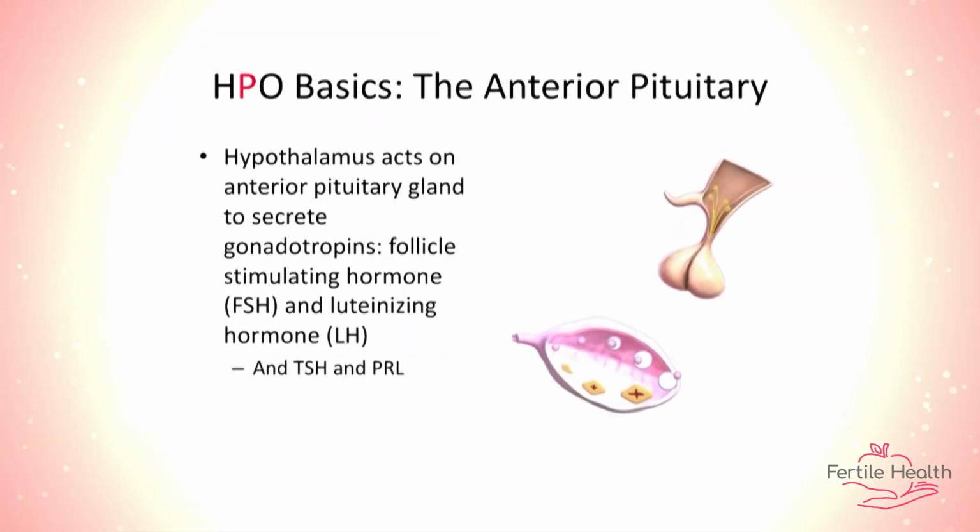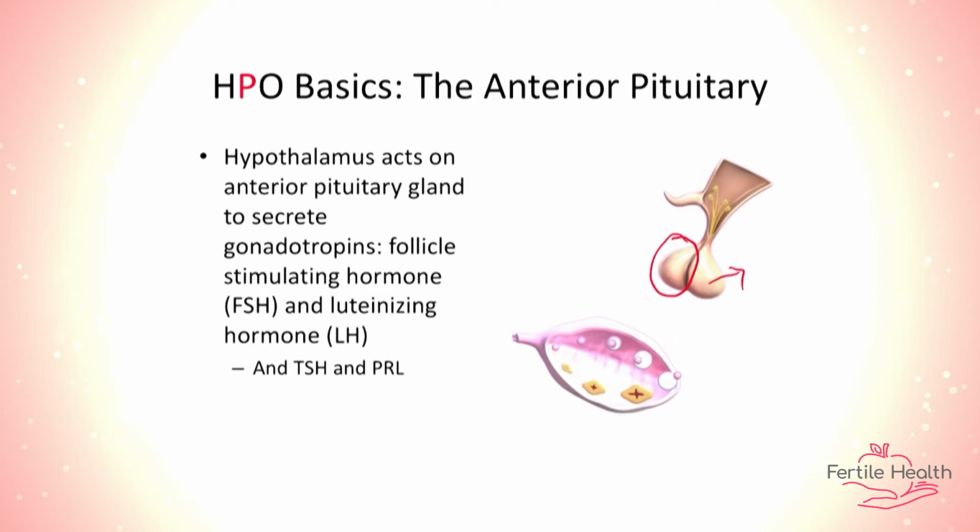The P in the HPO Basics is the anterior pituitary. So there's two lobes of the pituitary gland. The posterior pituitary here is important for secreting certain hormones, but not the hormones that we're going to be talking about as much today. So mostly what we're focusing on is the anterior pituitary.